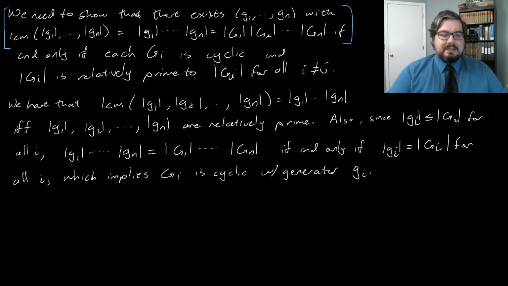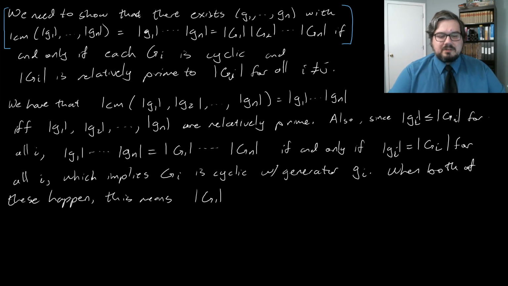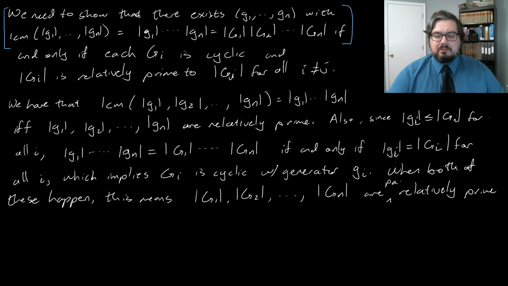So what we're doing here is we're taking each of the equations in our top two lines and showing that they are equivalent to one of the conditions in the bottom two lines, or the third and fourth line at the top of the screen. So this means that when both of these happen, the orders of G1, G2, up through Gn are relatively prime, are pairwise relatively prime.